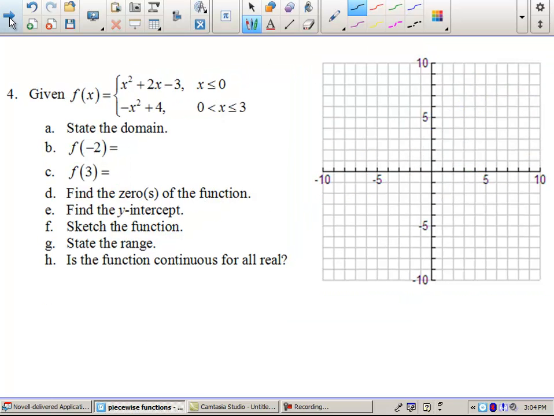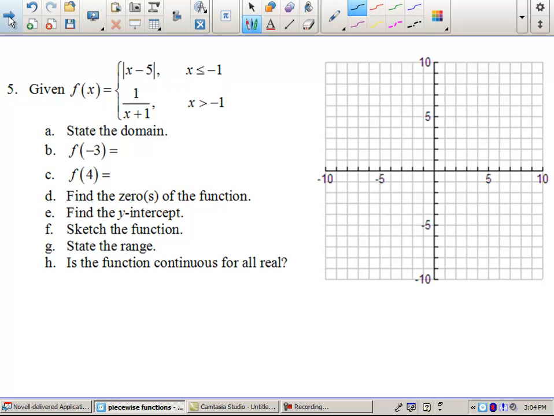I am going to skip number 4. You can work it if you want. You can see it there. I'm going to go ahead and work on number 5.